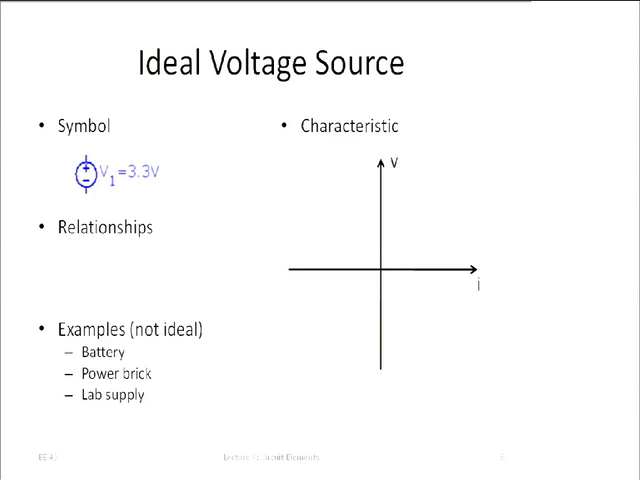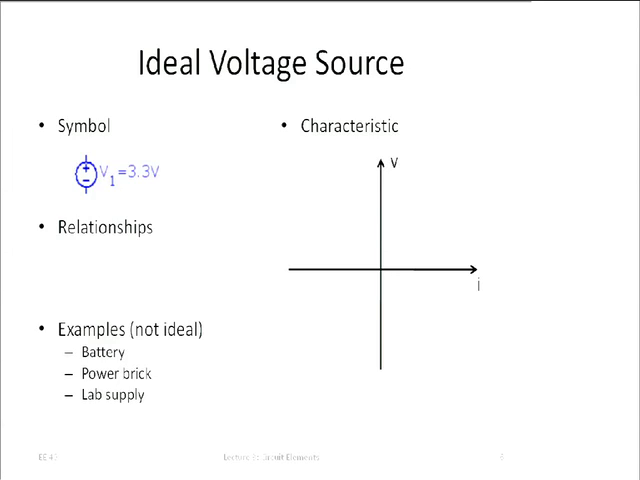Okay, so now we can describe this ideal voltage source mathematically, or we can describe it graphically. Let's start with the graph. On the right side of this slide, I've already written the axes, current and voltage. How would the characteristic of an ideal voltage source look on this graph? Maybe somebody from the back. What do you think it would look like? What does it actually say?